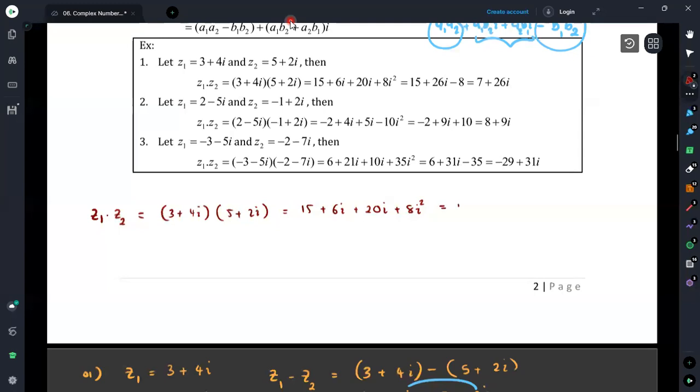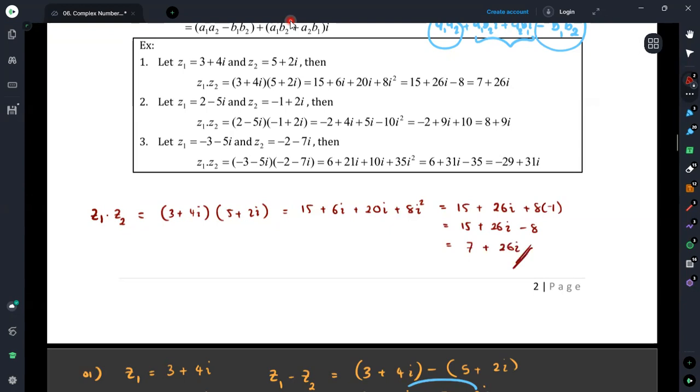Then we'll get 15, 8i squared, 6i plus 20i. Altogether we'll get 26i. But here, this i squared, we can write it as 8 times minus 1. Instead of i squared, we can write minus 1. Then we'll get 15 plus 26i minus 8. Then the solution will be given as 7 plus 26 times i.